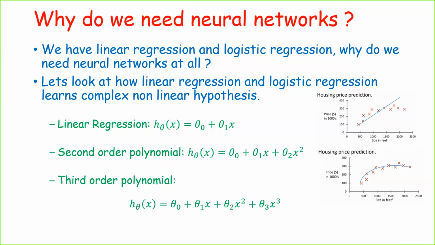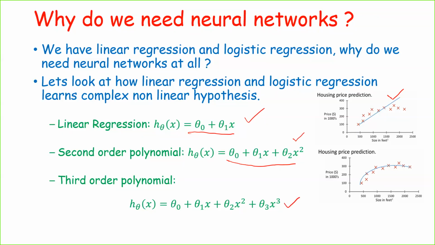If you fit a linear regression model to the data, what is the representation of the hypothesis? Theta naught plus theta 1 x when you have only one input variable, right? And what is the second order polynomial representation? Theta naught plus theta 1 x plus theta 2 x square. Can you tell me how many parameters you are learning here? There is only one feature. For the linear regression model, 2. For the second order polynomial, 3. For the third order polynomial, 4.